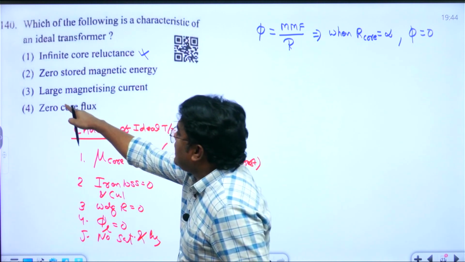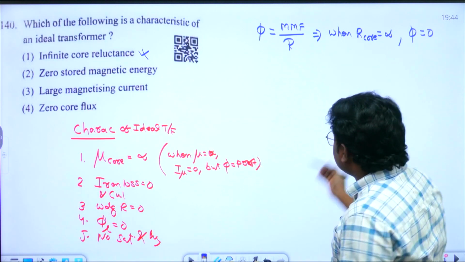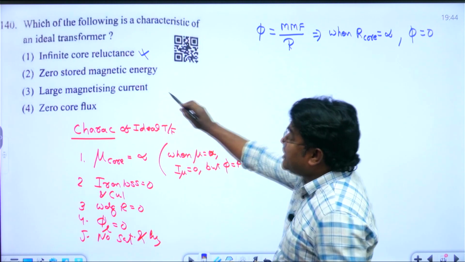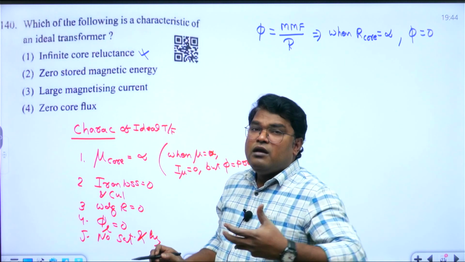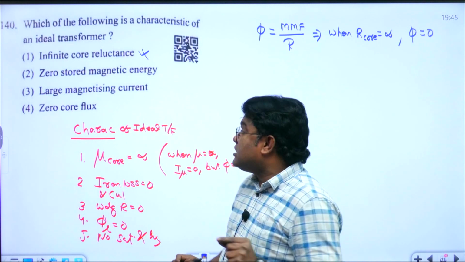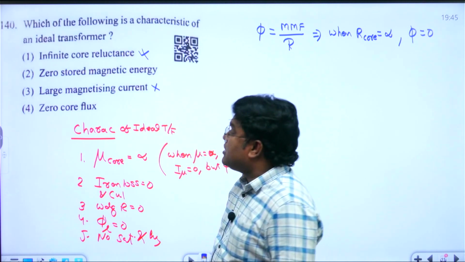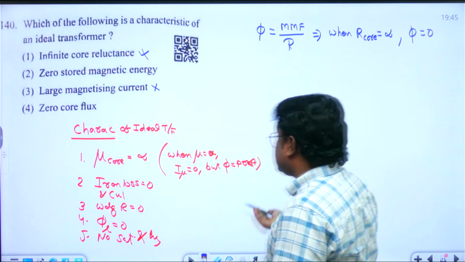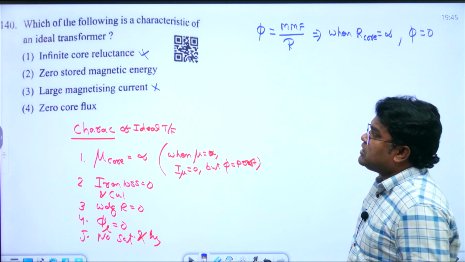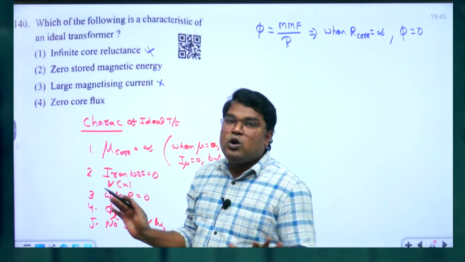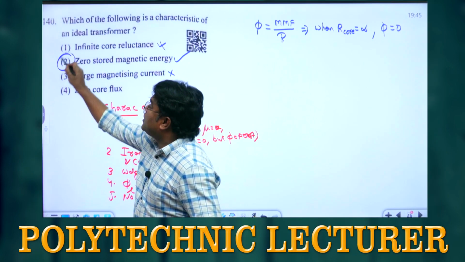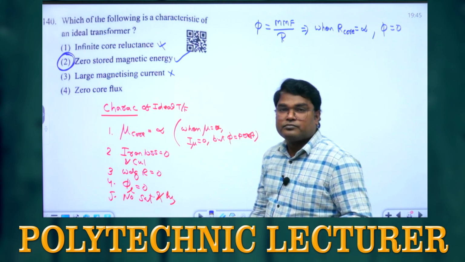Next, the large magnetizing current. In the ideal case, the magnetizing current is equal to zero. That's why we need to choose a material which has infinite permeability for the transformer core. So this is also a wrong answer. Now the next one, zero core flux. Flux is present in the ideal transformer, but the magnetizing current is equal to zero. Now zero stored energy: there is no stored energy in the magnetic circuit. So this is the right answer for this question. Option 2 is correct. Got it?